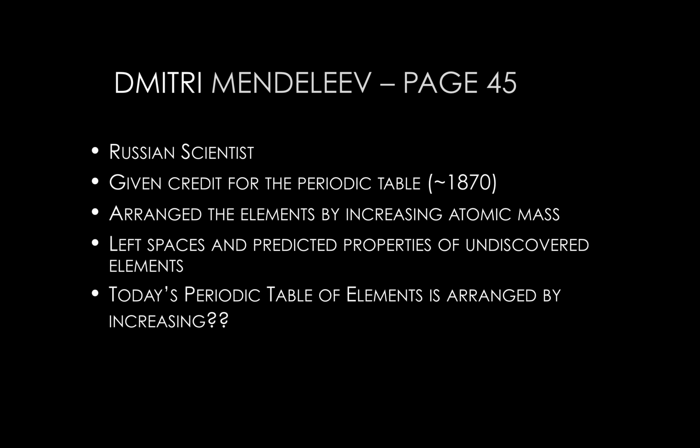Now today, our periodic table is arranged by increase in atomic number. If you look at the masses, the atomic masses of each element, they look like they go in consecutive order, but some of them do not. Some of them vary. But atomic number is what our table is arranged by today.